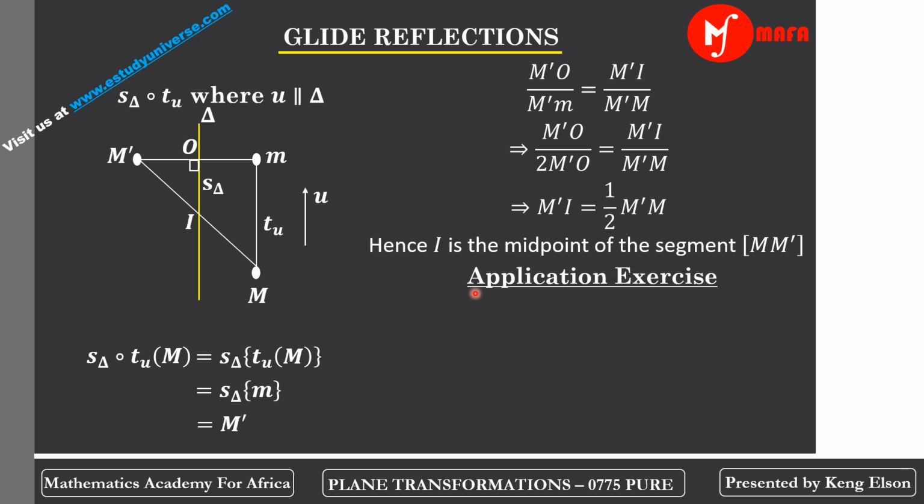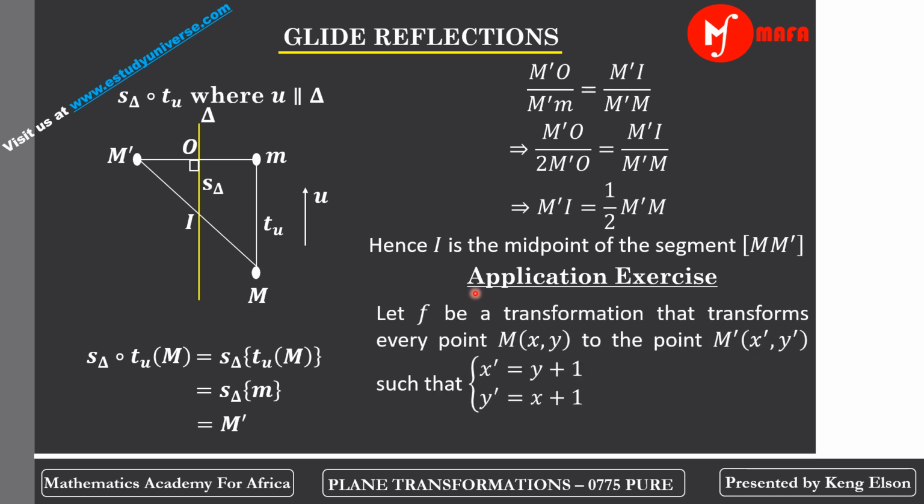Now let's look at an application exercise which we're going to solve in the next video, so make sure you stay tuned. I'll just give the exercise, you try it by yourself, then come to the next video and watch the solution. So here is the exercise. Let F be a transformation that transforms every point M having coordinates x and y to the point M prime having coordinates x prime and y prime, such that x prime is y plus 1 and y prime is x plus 1. The question is, determine the characteristic elements of F.